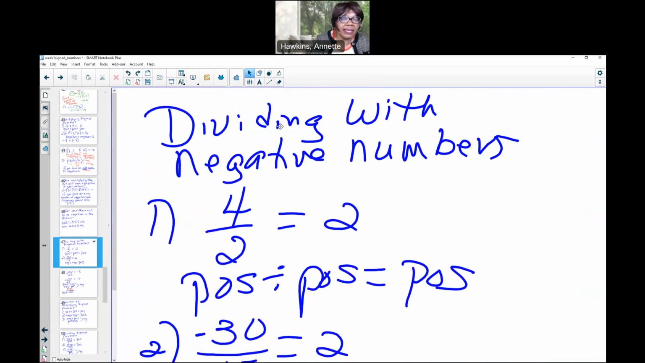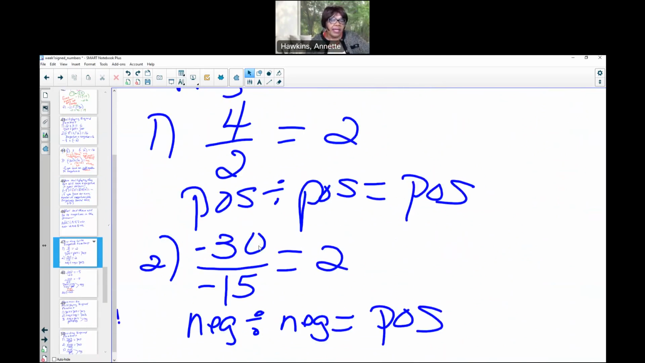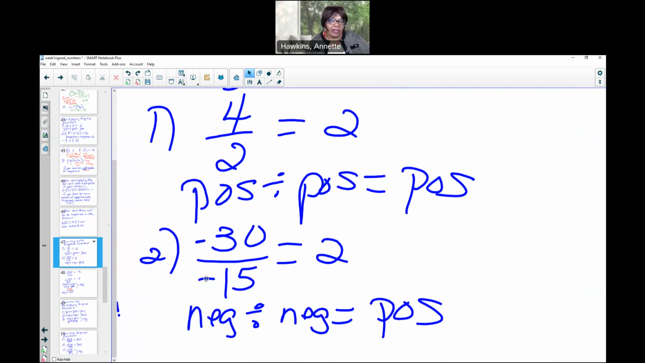All right, let's take a look at dividing with negatives. Dividing and multiplying go hand in hand because in order to divide, we end up multiplying. So 4 divided by 2, positive divided by positive is a positive. -30 divided by -15, a negative divided by a negative is equal to a positive. Because see, when we check this, a -15 times a +2 is a -30. See, to check division, we're going to multiply. Negative divided by negative is a positive.